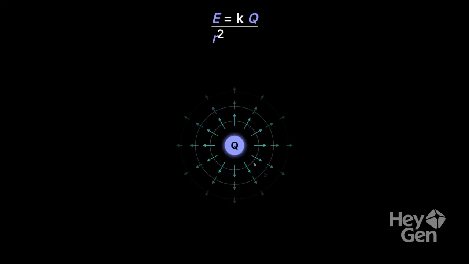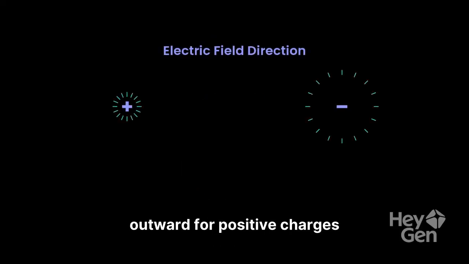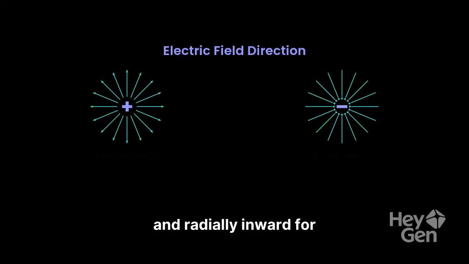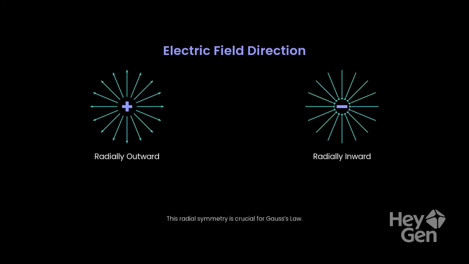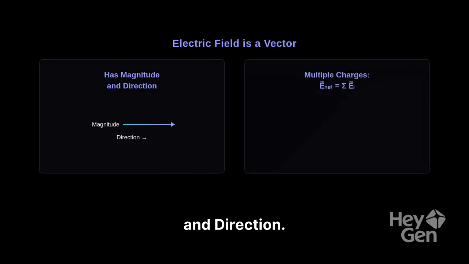For a single point charge, E equals kq over r squared. It decreases with the square of distance. Its direction is radially outward for positive charges and radially inward for negative charges. This radial symmetry is crucial for Gauss's law later. Electric field has magnitude and direction.